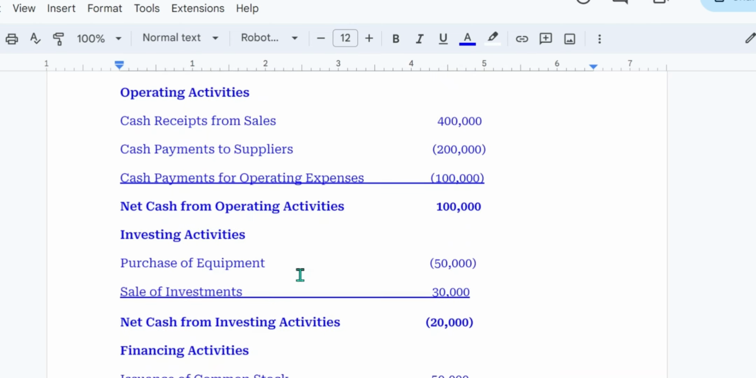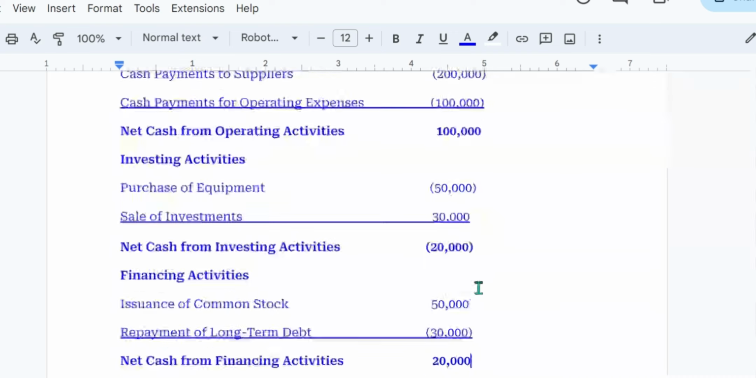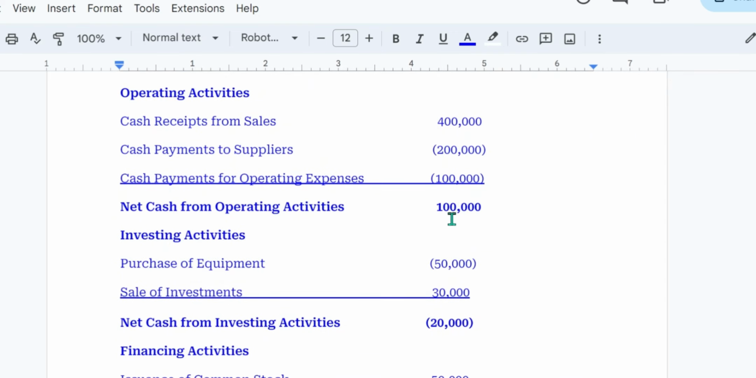Next is financing activities. Financing activities include things like issuing common stock to shareholders, and that's an inflow. Here it's 50,000. Repaying long-term debt or other type of debt, that's a cash outflow, and in this case it's 30,000. These two net together gives us net cash flow from financing activities of 20,000. And in this case, it's an inflow similar to the net cash from operating activities.